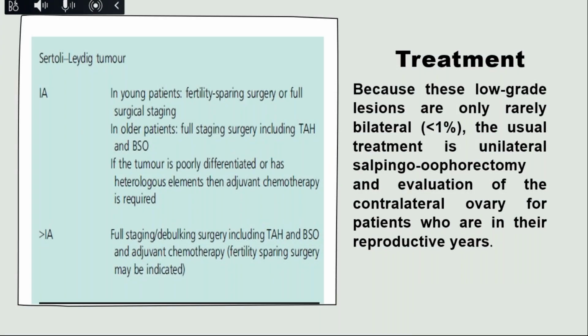Okay, so this is the treatment, and this is very easy because they have given the stage, stage 1A and more than 1A. If it is stage 1A in a young patient, fertility sparing surgery or full surgical staging should be done. In an older patient, full staging surgery including TH with BSO. If the tumor is poorly differentiated, we have to go for adjuvant chemotherapy after surgery. And in more than 1A, full staging debulking surgery, including TH with BSO, and adjuvant chemotherapy should be given.